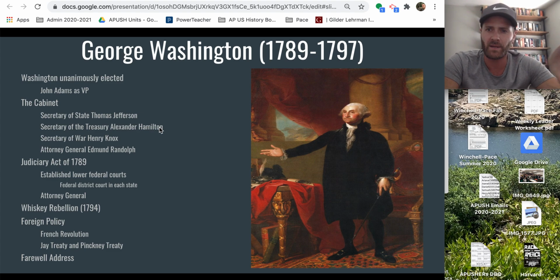Jefferson writes the Declaration of Independence. It's all about limited government and rights. Hamilton writes the Federalist Papers. It's all about a strong national government that is able to exert authority over people.